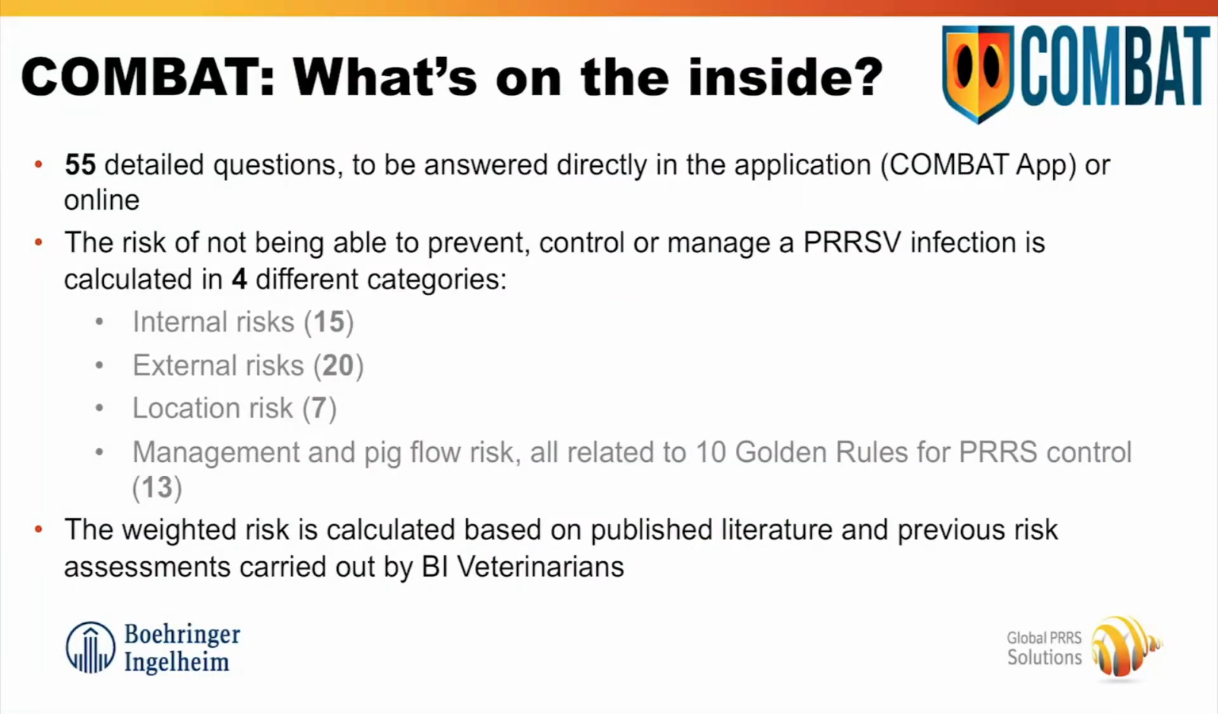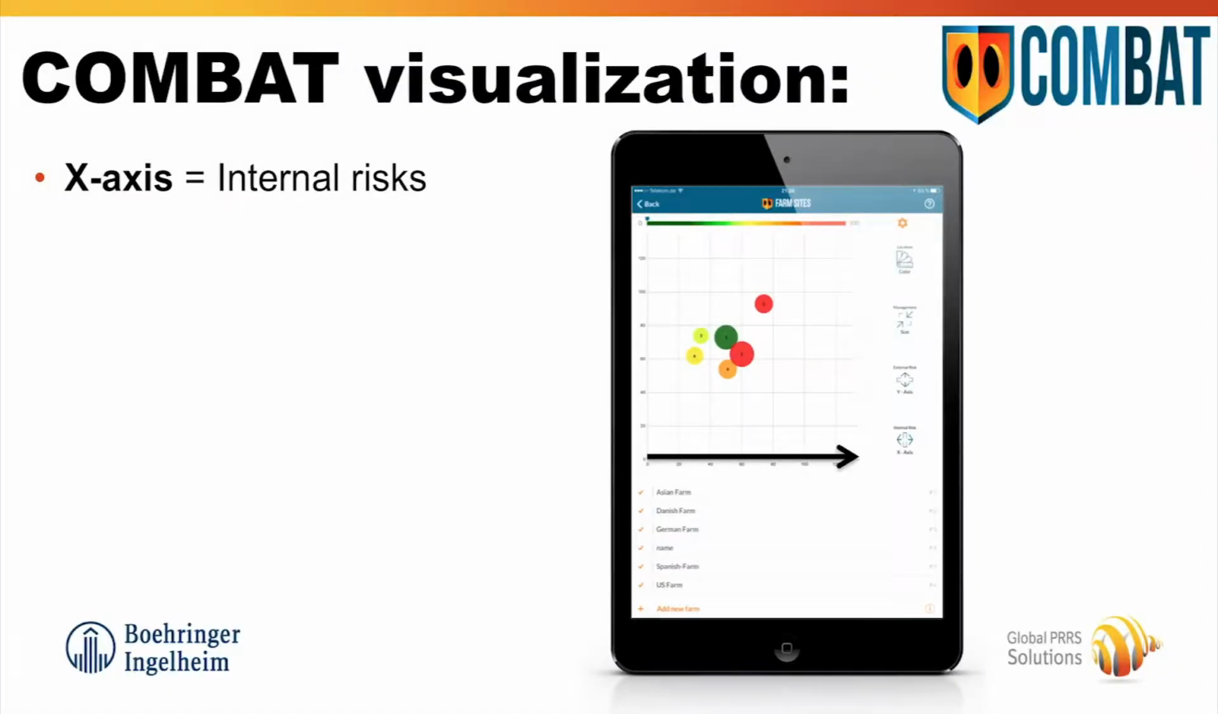And then the fourth category would be those related to management and pig flow risk. The scores for these various responses for the risk questions are a weighted risk calculation based on some published literature as well as other assessments that have been done by BI veterinarians over the last period of time. So, visualization of the Combat output.